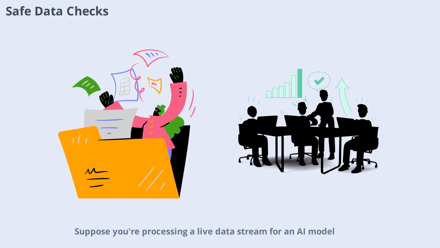Suppose you're processing a live data stream for an AI model. Before running matrix operations, you want to make sure the incoming data is valid. Using short-circuit logic, you can check if the data exists and meets your criteria in a single line. If the first check fails, Python won't risk running code that could crash your program. This keeps your AI pipeline robust and error-resistant.